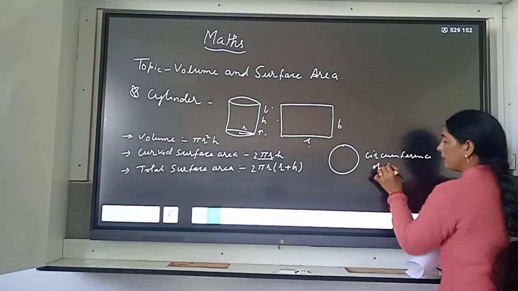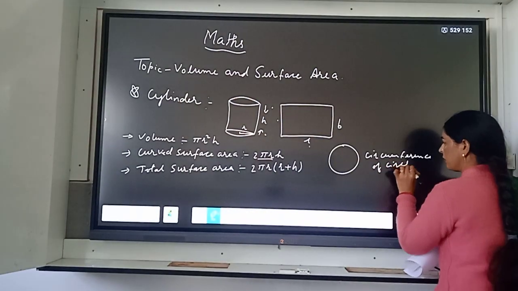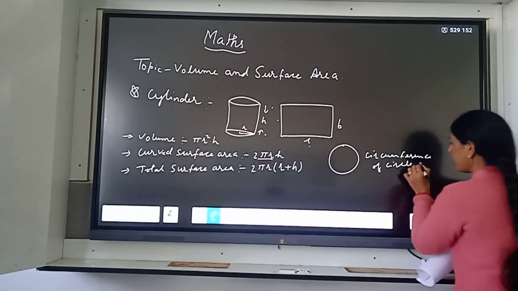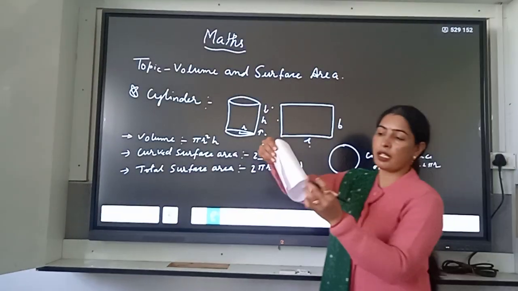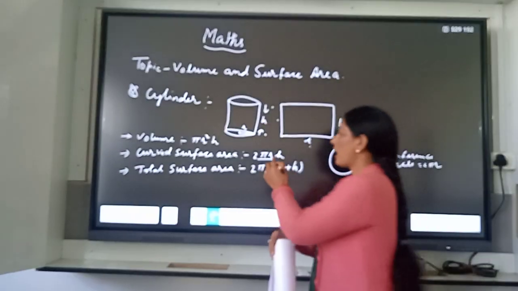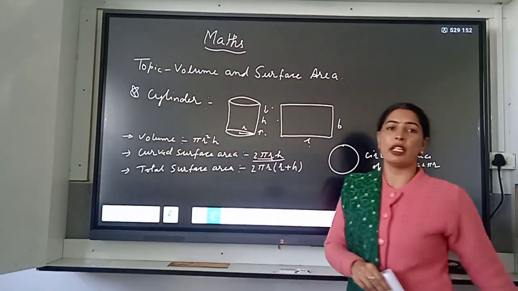Circumference of the circle. What will it be? Around length means 2 pi r. So 2 pi r into h. So that means the covered surface area is 2 pi r into h.